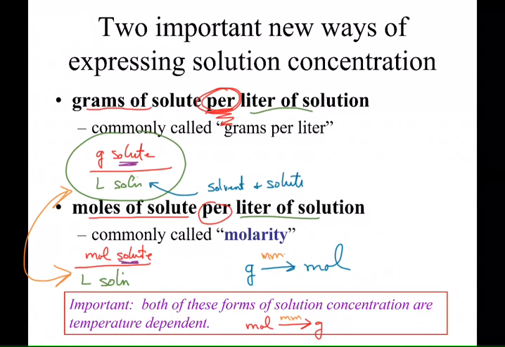Down here in purple I say, notice that these both depend upon temperature. They both depend upon temperature. The reason is that volume changes with temperature. I think we used this delta before, it means changes with temperature. So both grams of solute per liter of solution and moles of solute per liter of solution depend upon what temperature your solution is at.